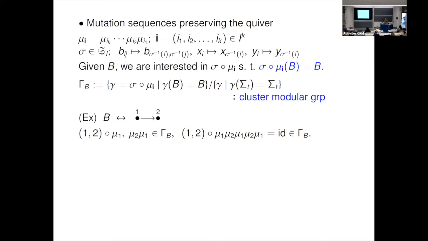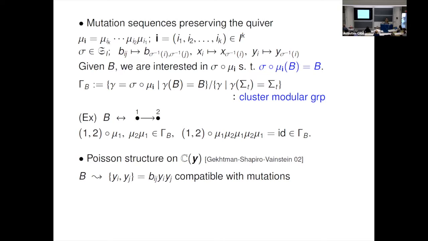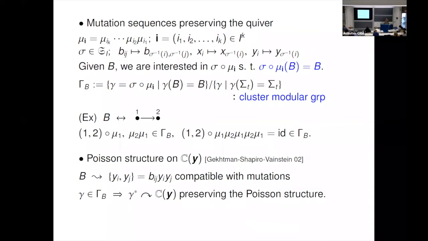Why we are interested in such a thing is related to the Poisson structure on Y variables. It was introduced by these people in the following way. If we have an exchange matrix B, its Poisson structure is given by this formula, and this is compatible with mutation. So if we have an element gamma in the cluster modular group, then it induces a rational transformation on the rational function field generated by Y variables, preserving the Poisson structure. It is very nice to study, for example, integrable systems, since the Poisson structure follows automatically.